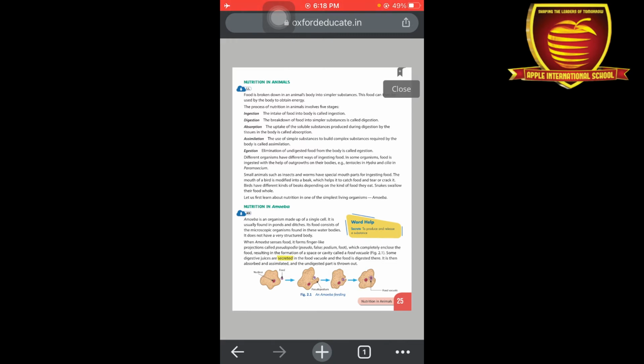Means that food, when it goes inside the amoeba, is known as a food vacuole. When it takes the food inside, some digestive juices are secreted inside the amoeba, and after some time that food is digested. It is then absorbed and assimilated, and the undigested part is thrown out from the body.